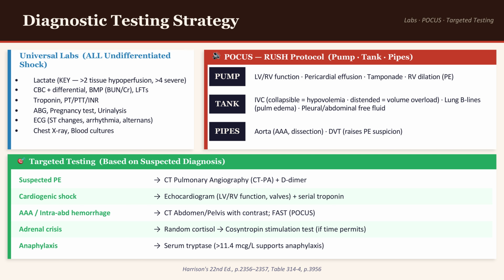But the real game changer in the last decade is point-of-care ultrasound. The RUSH exam, pump, tank, pipes, can tell you in under 5 minutes what type of shock you're dealing with. The pump views assess LV and RV function and look for pericardial effusion. The tank views check the IVC: collapsible means hypovolemia, distended means volume overload, plus lung B lines for pulmonary edema and free fluid in the abdomen. The pipes views look at the aorta for AAA or dissection and check the legs for DVT to raise PE suspicion. Then you layer on targeted testing: CTPA for PE, echo for cardiogenic, cortisol and cosyntropin for adrenal crisis, tryptase for anaphylaxis.